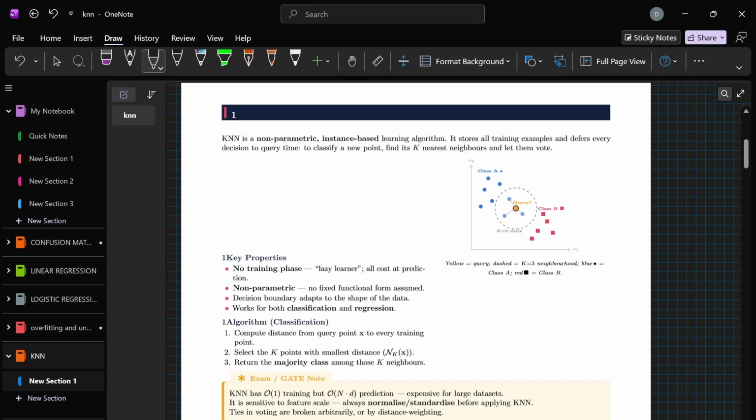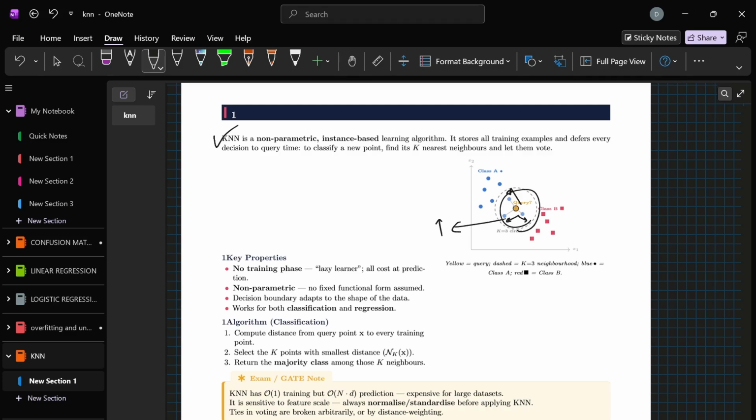Imagine that you move to a new city and you want to know what kind of neighborhood you are in. What you'll do is look at your nearest neighbors. If 3 out of 5 of your nearest neighbors have fancy bungalows, then you are probably in an upscale area. That's literally KNN.